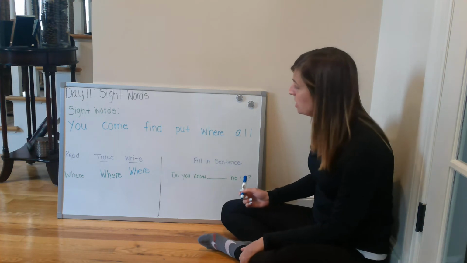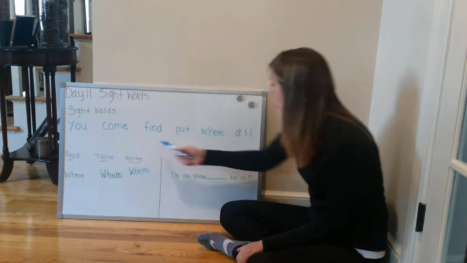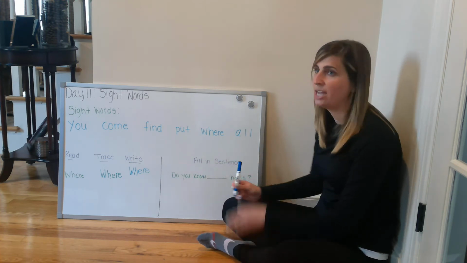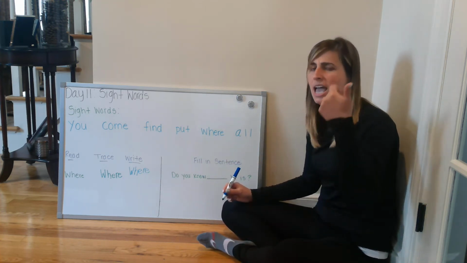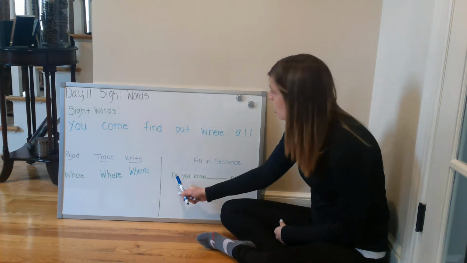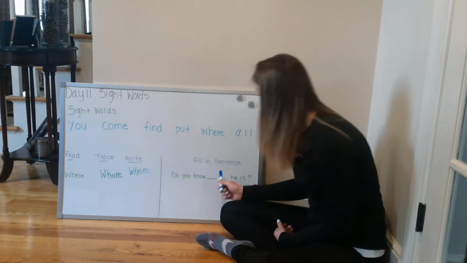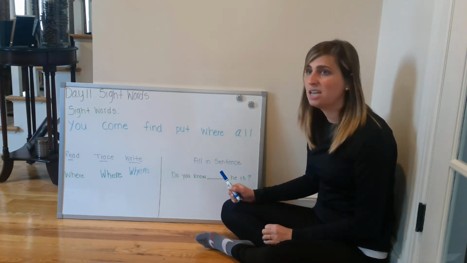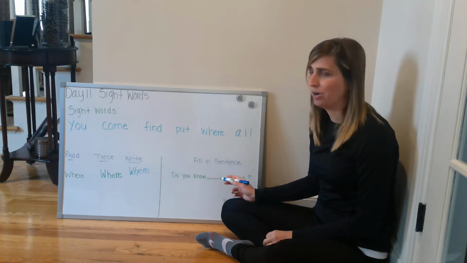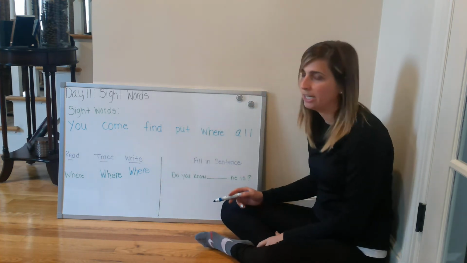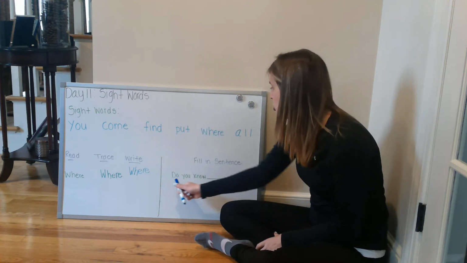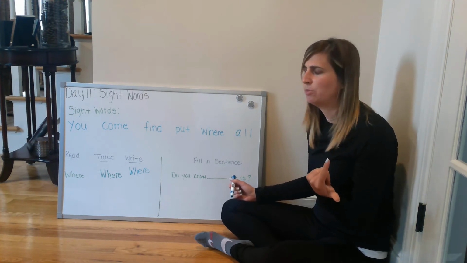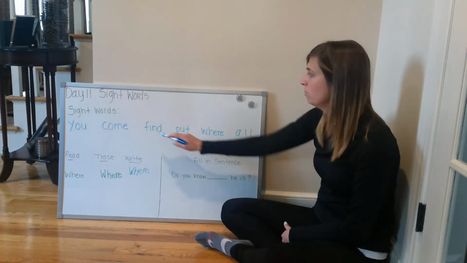Then I would look at all of my sight words. I usually start by putting each of the sight words in the blank to see if the sentence is complete and makes sense. If I did, do you know you he is? That's not a complete sentence and it does not sound correct. So you cannot be the fill-in. Let's try come. Do you know come he is? Doesn't sound right and it's not a complete sentence, so it can't be come. Let's try find.